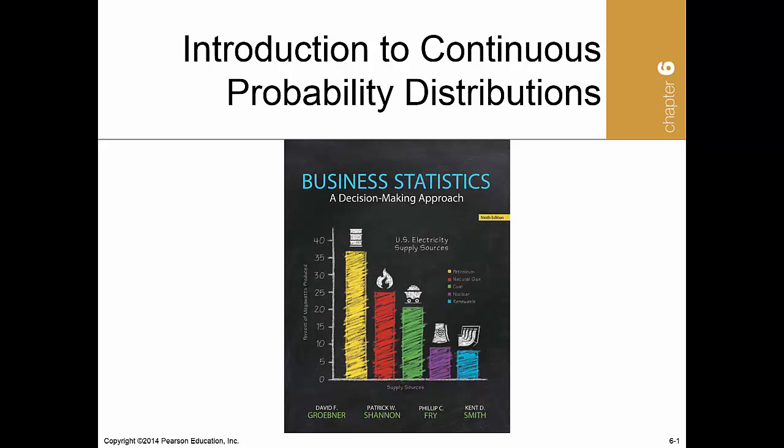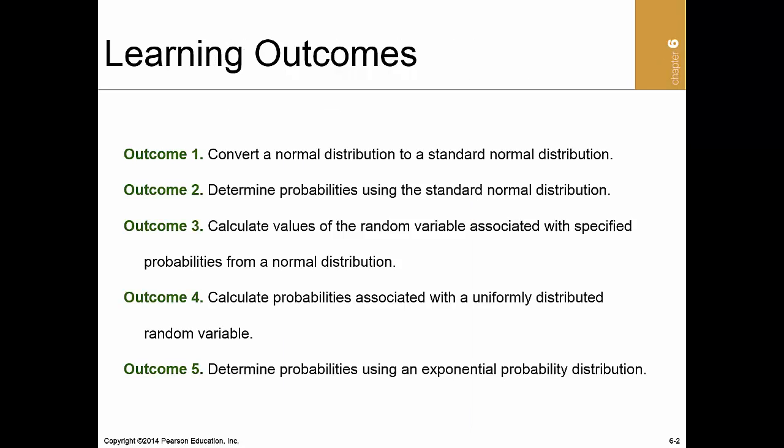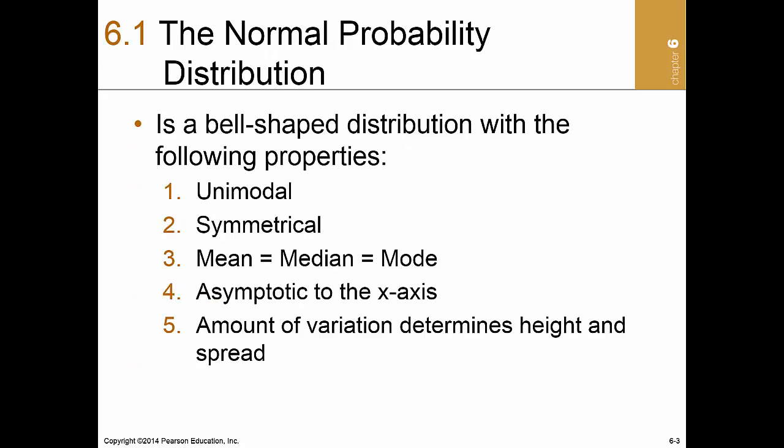In addition, many of the topics in the remaining chapters of this textbook dealing with statistical estimation and hypothesis testing are based on the normal distribution. Here are the key learning outcomes for Chapter 6. After this series, you should understand how to convert a normal distribution to a standard normal distribution and calculate values of the random variable associated with specified probabilities from a normal distribution. We will also cover uniform distributions and exponential probability distributions. Let's begin with the normal probability distribution.